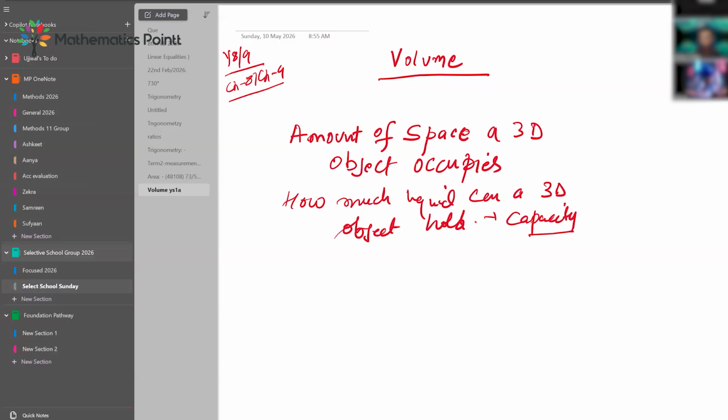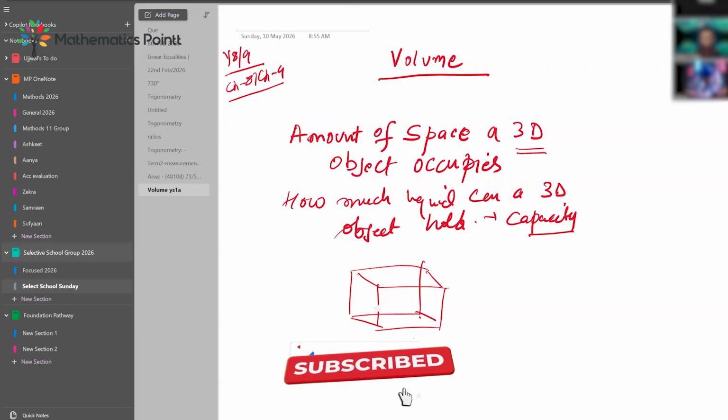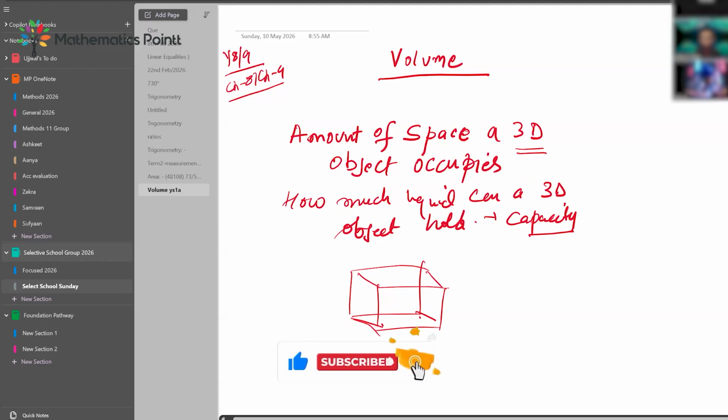So, a very common example of a 3D object could be a shoebox, right? Maybe a shoebox, a 3D object, something like that. All right, so something like that, a 3D object, right? Not a perfect cube, but yeah, that's how it looks.